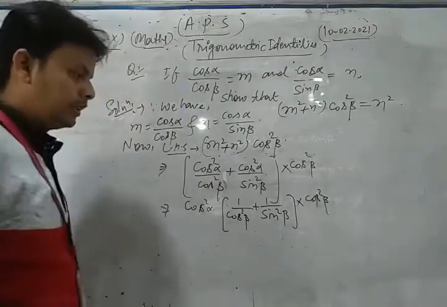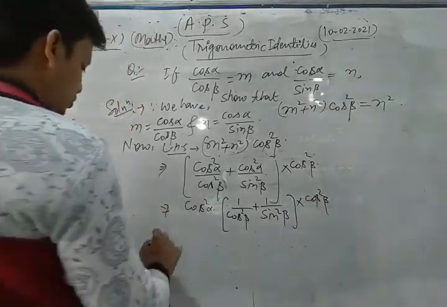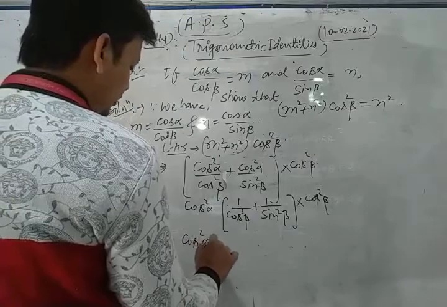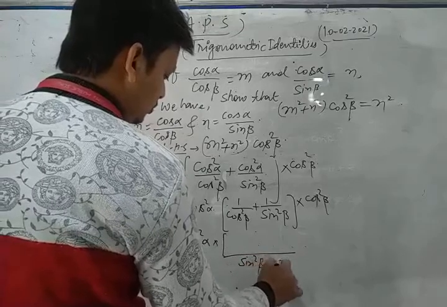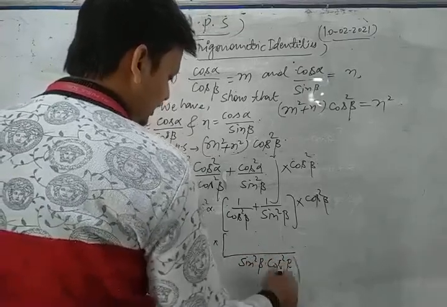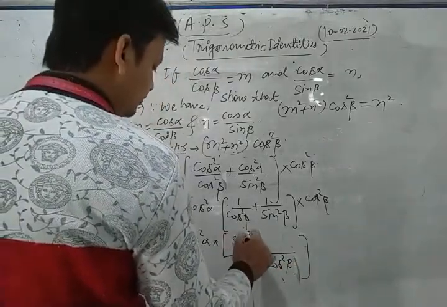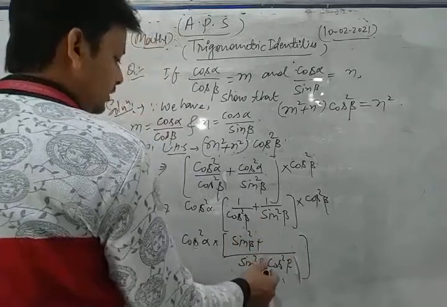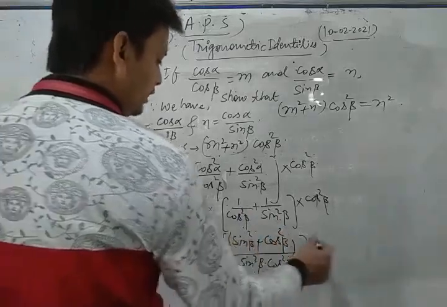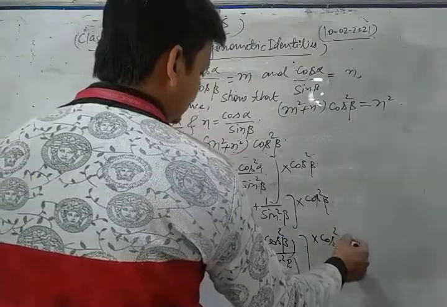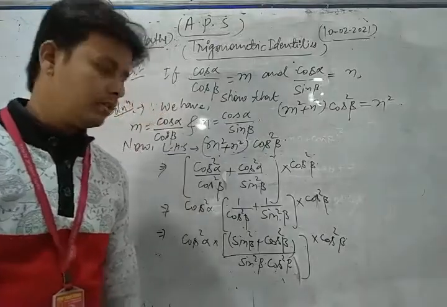Now we take the LCM of the denominator. We write cos square alpha into, and we take the LCM as sin square beta into cos square beta. Now cos square beta cancels, so here we get sin square beta plus cos square beta, and we write cos square beta as it is.